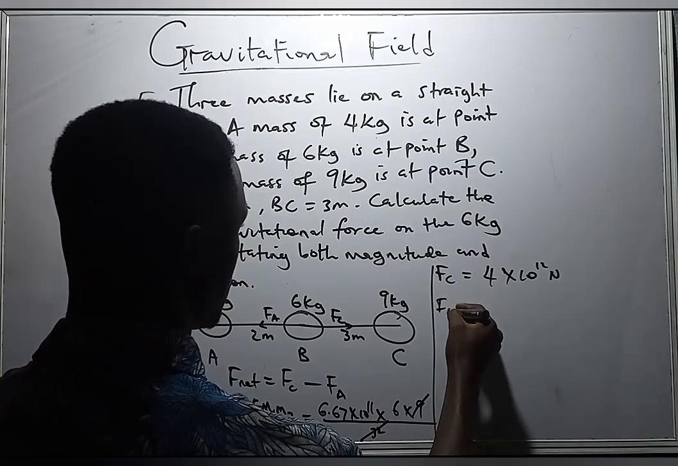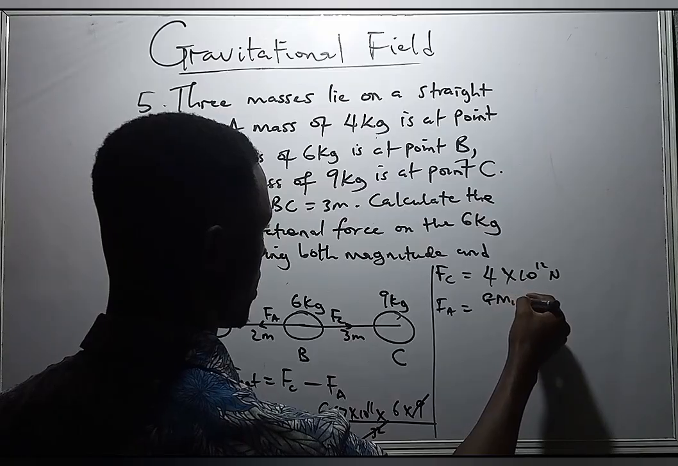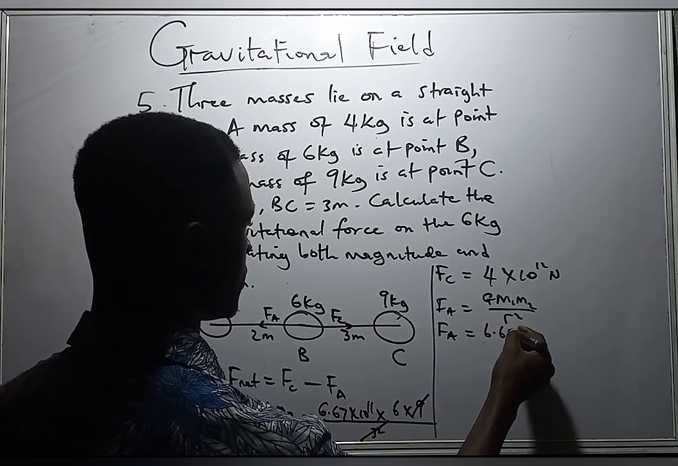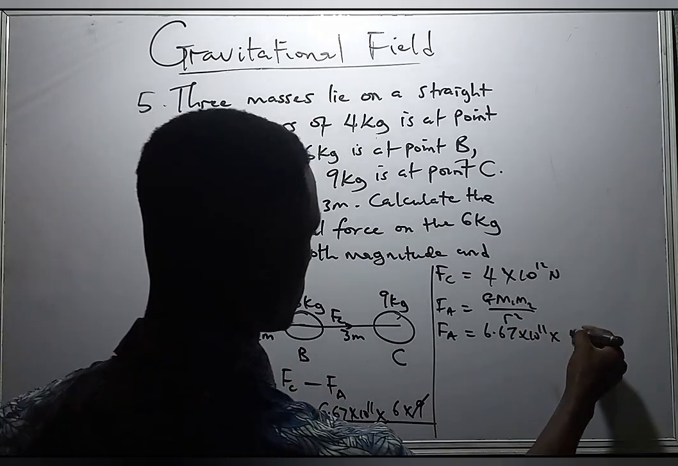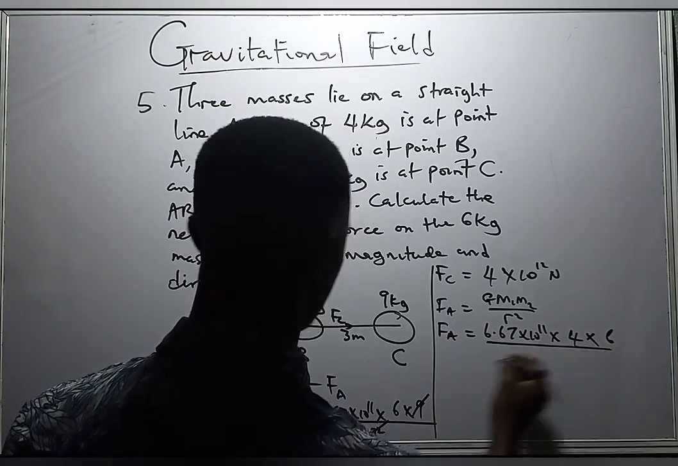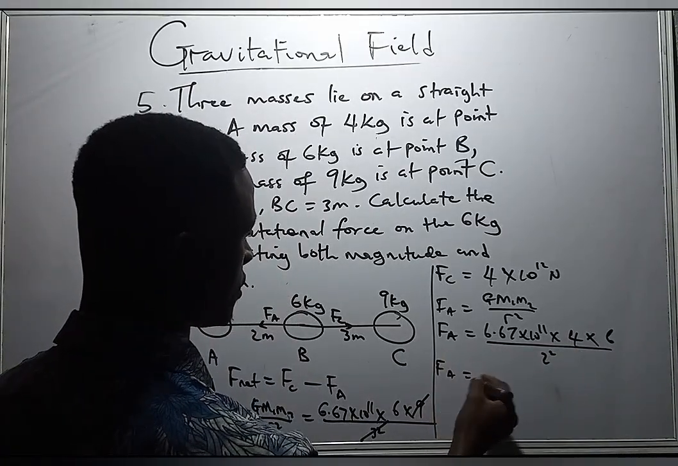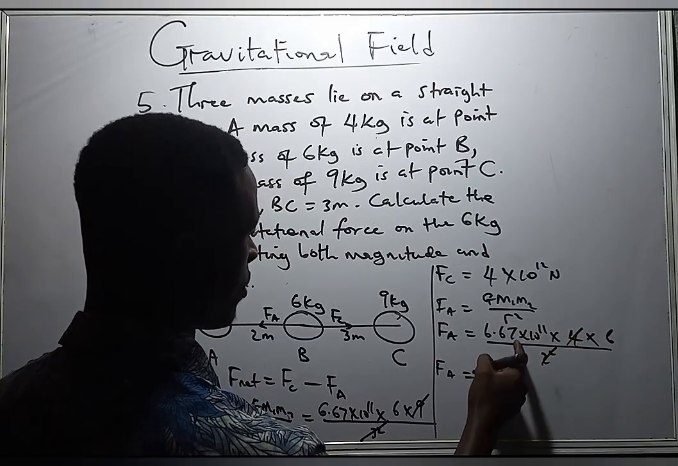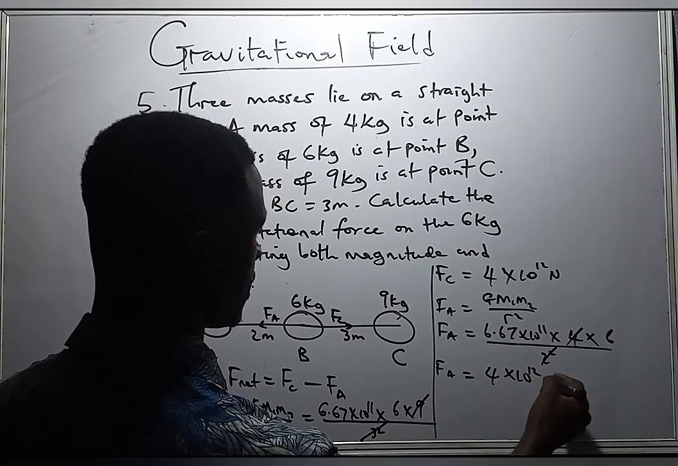So that's for FC. Let us calculate FA. FA is going to be G M1 M2 over R squared. FA is equal to 6.67 times 10 raised to power minus 11 times M1 will be 4 times M2 will be 6, all over the distance between 4 and 6, which is 2 squared. So FA is going to be, 2 squared is going to give me 4. This will cancel this, and when you multiply this and this, it's going to give me the same answer, 4 times 10 raised to power minus 10 Newton.